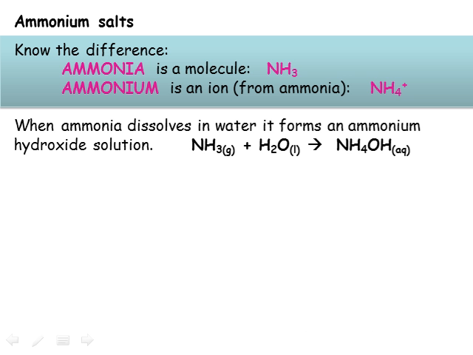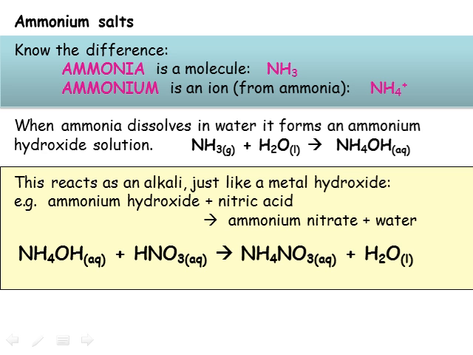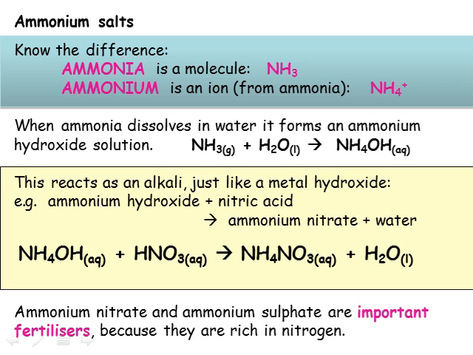Ammonium salts are produced by this method because when we dissolve ammonia in water, it forms a solution of ammonium hydroxide, which is an alkali. We can use this solution to react with an acid, just like any metal hydroxide solution. When we do so, we will obtain an ammonium salt of the acid, plus water. Ammonium salts are important, especially ammonium sulfate and ammonium nitrate, which are fertilizers rich in the nitrogen that plants need.